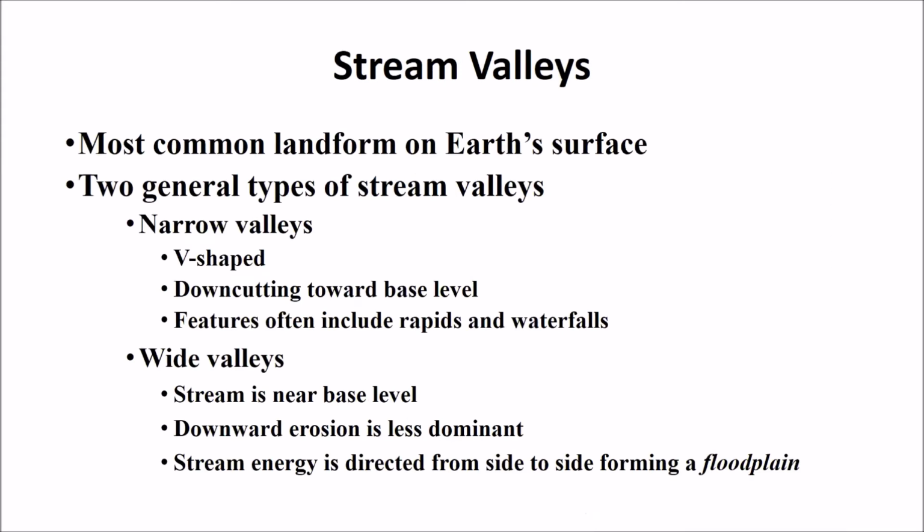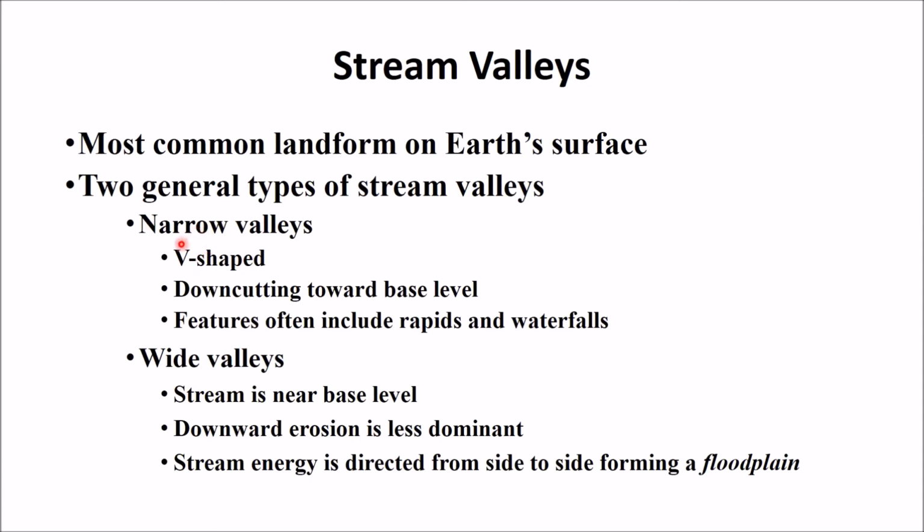And we have stream valleys. Stream valleys are the most common landform on the Earth's surface, and they are caused by different processes. They are caused by erosion. They are caused by deposition. And according to the shape, the valley can be narrow or can be wide.